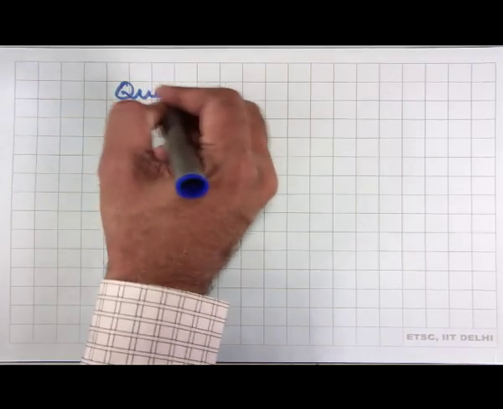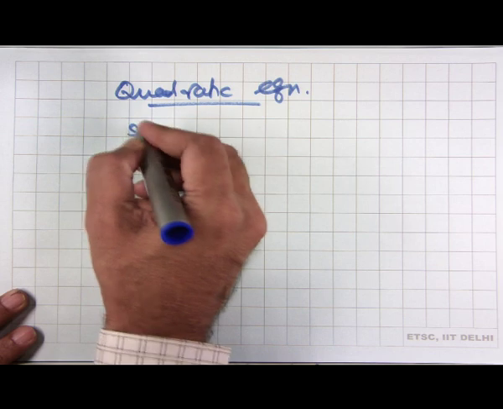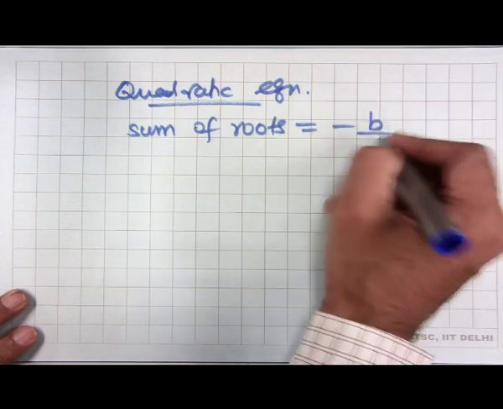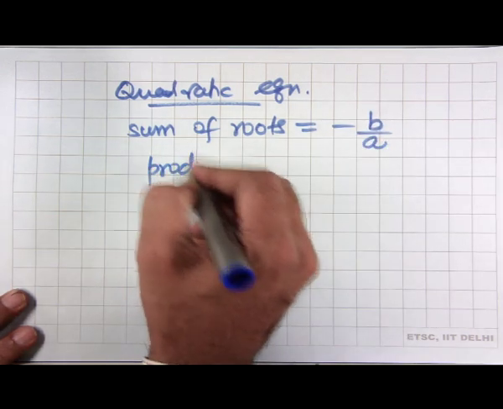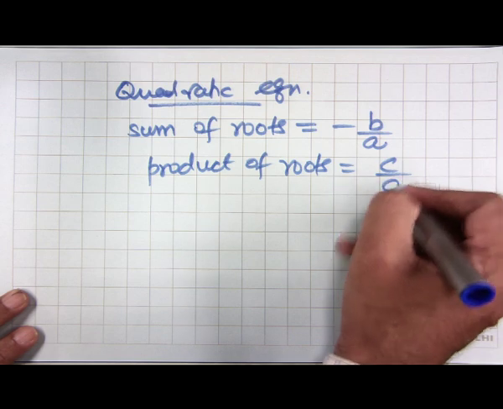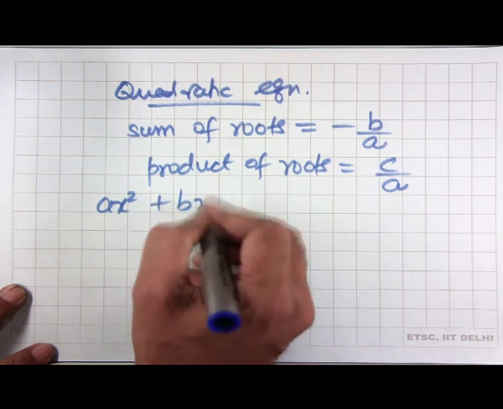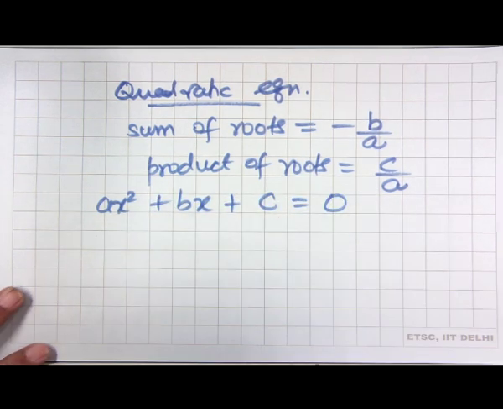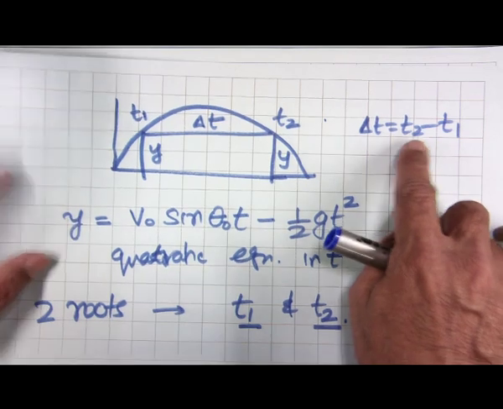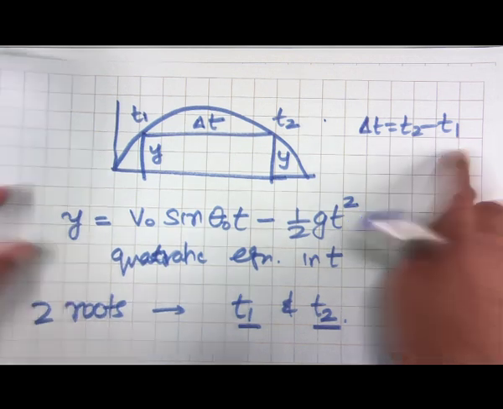Now, here when we work this out, because this is a quadratic equation, in a quadratic equation we know the sum of roots is equal to minus b by a, and the product of roots is equal to c by a, where the equation is given by ax square plus bx plus c is equal to 0. So, if we want to find out t2 minus t1, then actually what we are looking at is the difference of the 2 roots.